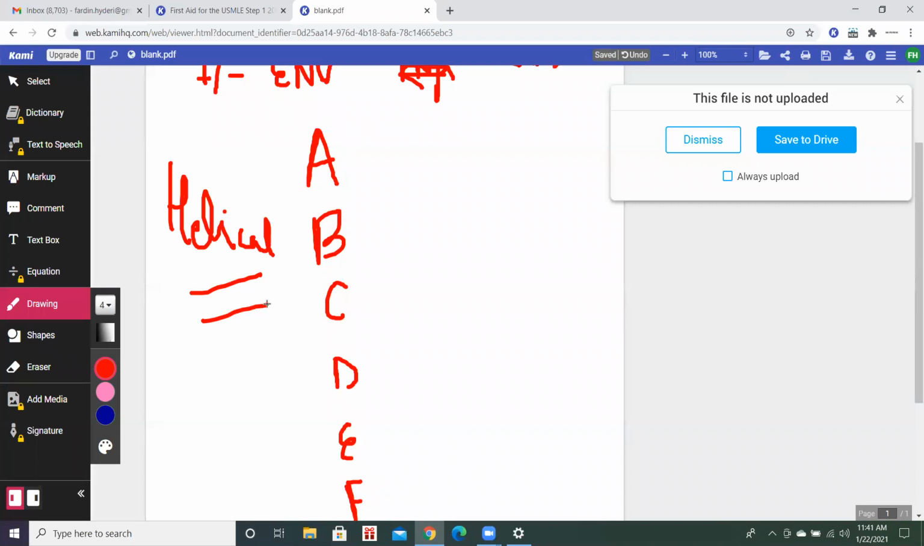So with A, you have arenavirus. With B, you have bunyavirus. With C, you have coronavirus.